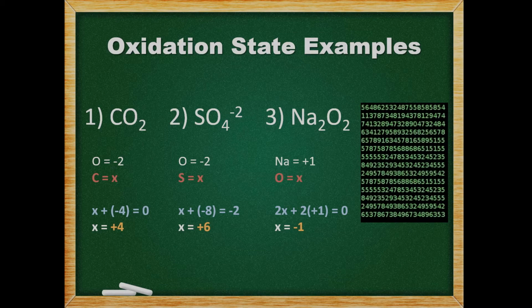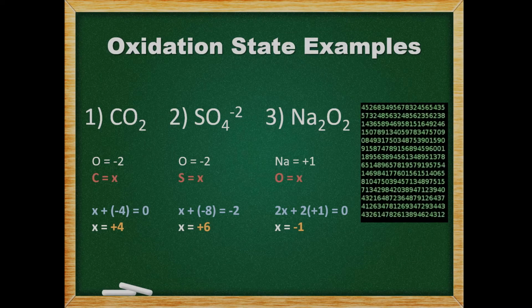For the second example, we have sulfate ion, and we want to figure out the oxidation number of sulfur. Again, using quick algebra, we are able to figure out the oxidation number of sulfur is +6. This is because the charge of sulfur and 4 oxygens must add up to -2.